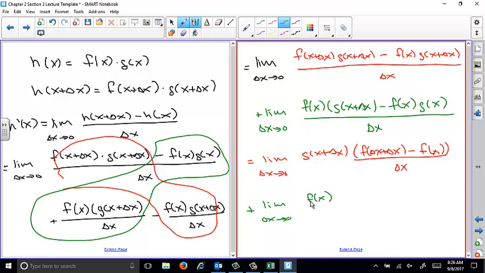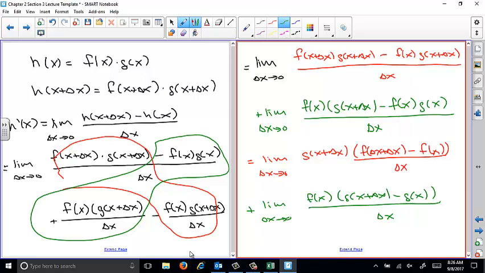So I'll have f of x times g of x plus delta x minus g of x, all divided by delta x. So the indeterminacy is in this part right here, in the second part.